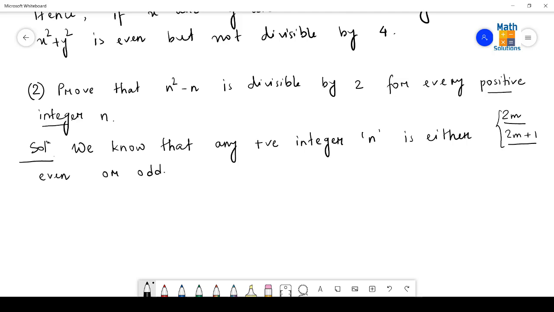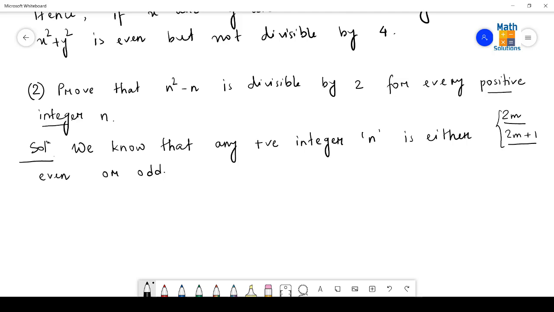Because any integer, say 2, 3, 4, 5, 6, if you consider, we can find the integers either as a number which is divisible by 2 or as a number which is not divisible by 2. Suppose in the list of integers 2, 3, 4, 5, 2 is divisible by 2, then 3 is not divisible by 2, therefore it is odd. Again 4 comes, 4 is divisible by 2, therefore it is even. Then again 5 comes, it is not divisible by 2, therefore it is odd.